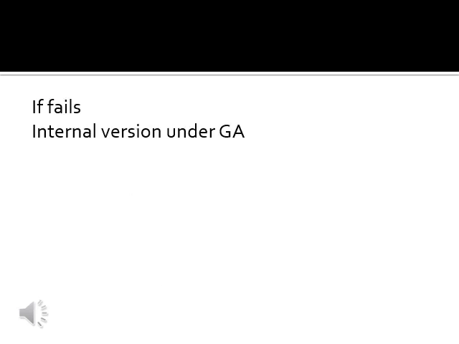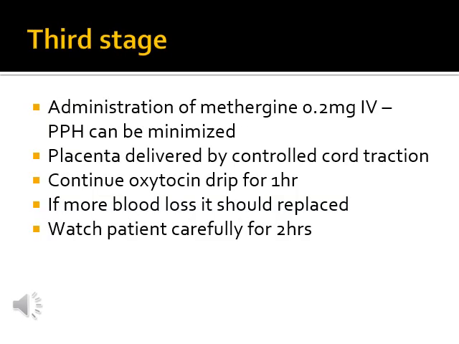And if the obstetrician fails to do the external version, the next method is internal version under general anesthesia. Then the doctor will rotate the baby from the transverse position to the longitudinal lie in internal version under general anesthesia. Coming to the management of the third stage of labor, administration of methylergometrine 0.2 mg IV is given to prevent or minimize postpartum hemorrhage, and the placenta is delivered by controlled cord traction.